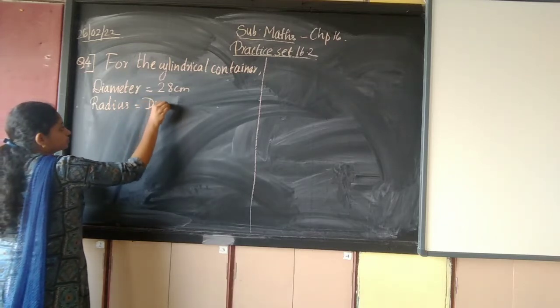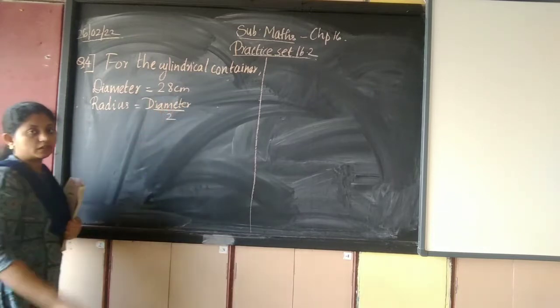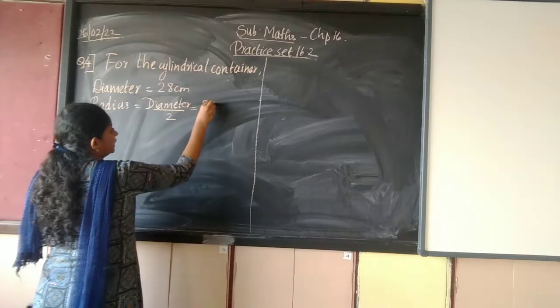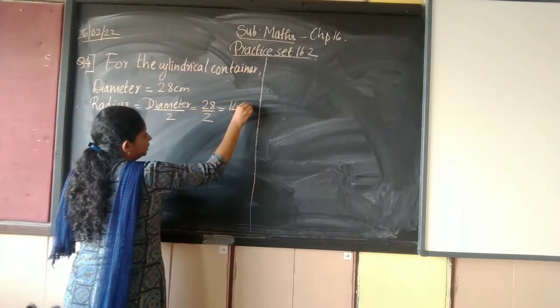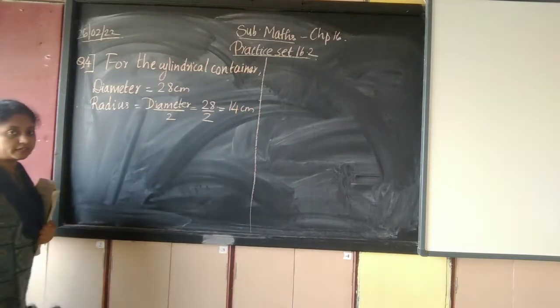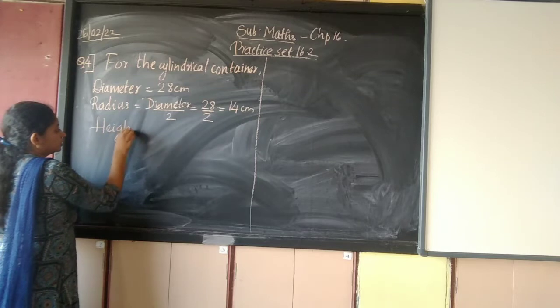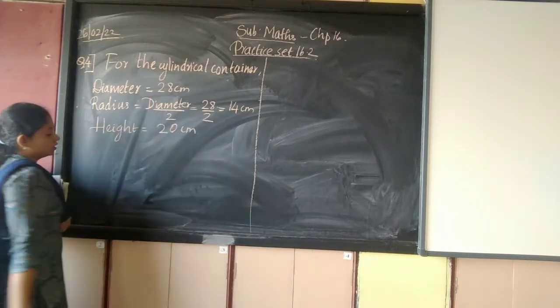Diameter upon 2. When you divide the diameter, you will get the radius. So 28 upon 2, how much? 14 centimeter. We got the radius. Height is already given. Height is equal to 20 centimeter.